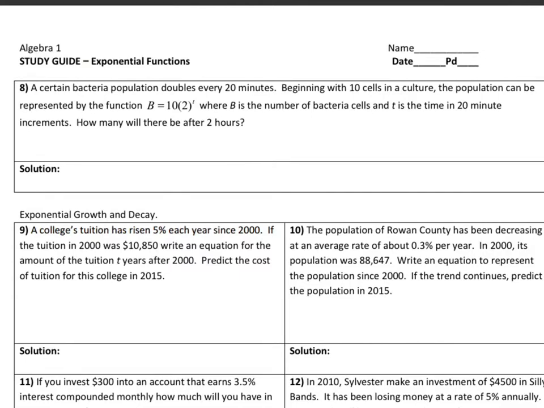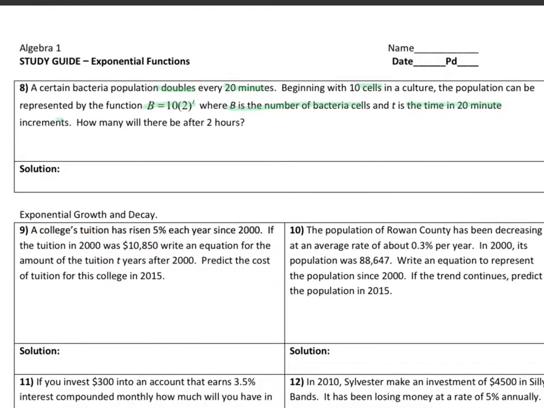Okay, a certain bacteria doubles every 20 minutes, and "doubles" is important. We'll look at that word again in a minute. Beginning with 10 cells in the culture, the population can be represented by the function B equals 10 times 2 raised to the T. B is the number of bacteria cells, and T is the time in 20-minute increments.